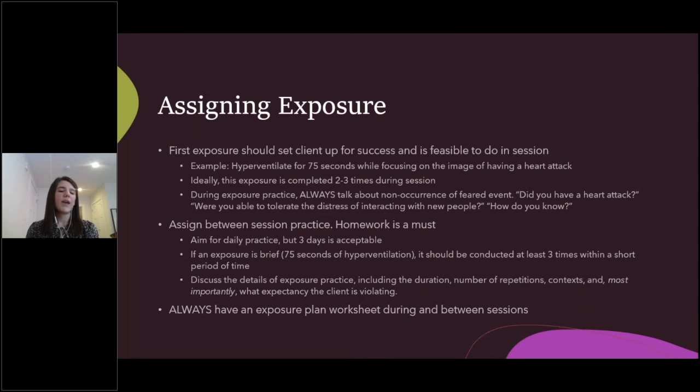And you always want to have a worksheet that you do with them or that you have them complete before the exposure, after exposure, and have them take it home with them as well. And I'm going to go into those now.